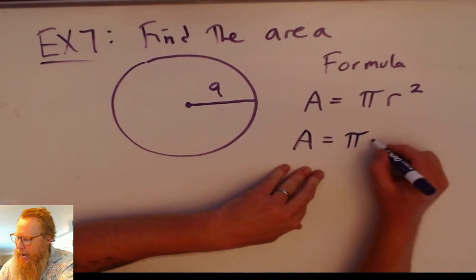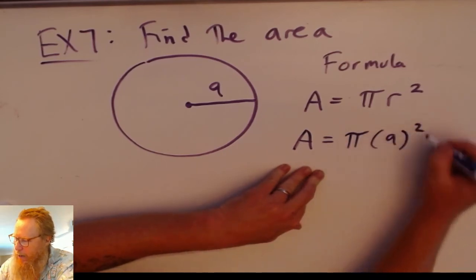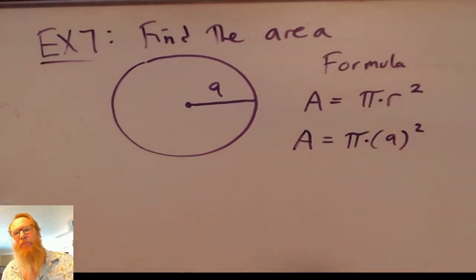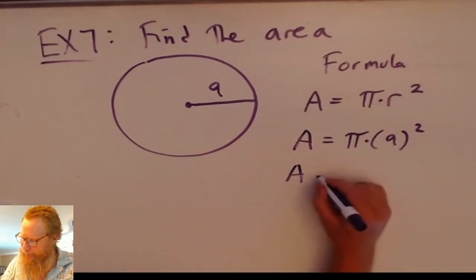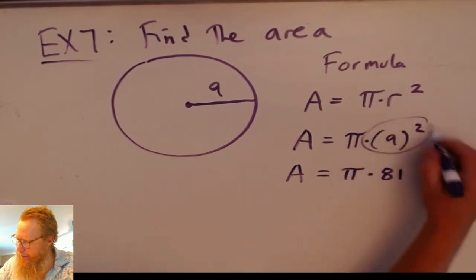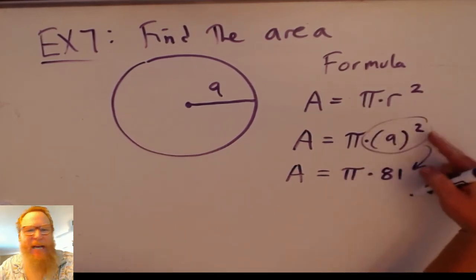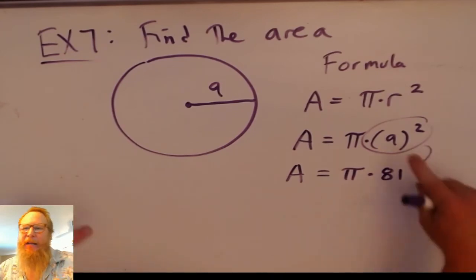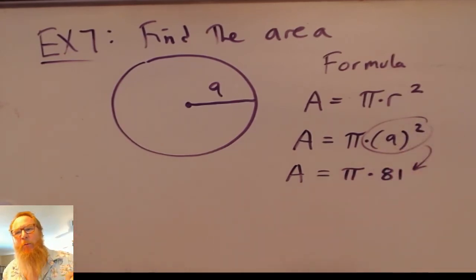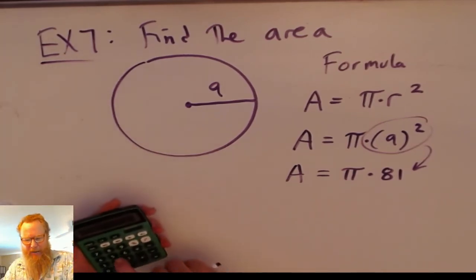So that's pi times 9 squared. And if you really want to be careful, put a dot there so that you know you're multiplying. Now 9 squared, be careful, it's not the same as radius and diameter. This is the square of the radius, which is 81. And now you can use your calculator.